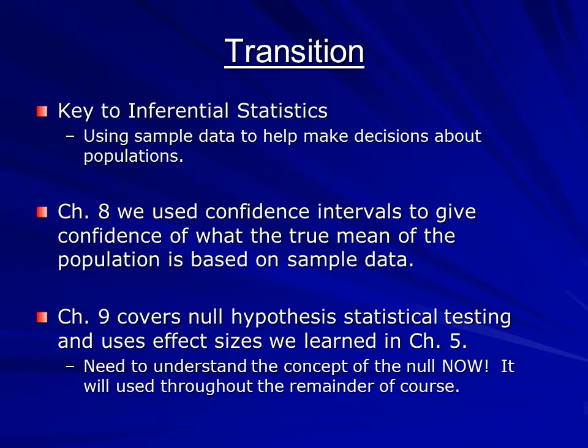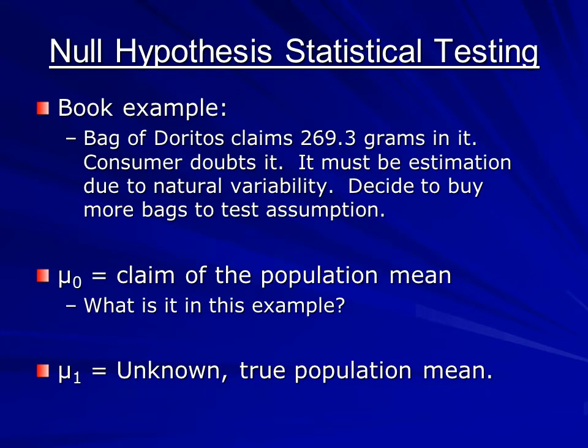But we need to understand what the null is now, because it's going to be used in ANOVAs, factorial ANOVAs, one-way ANOVAs, multiple t-tests, and chi-square. So we need to figure this out now. The Spatz textbook uses the Doritos example, which I'm going to refer to quite often now.